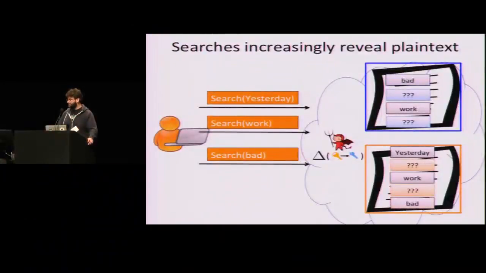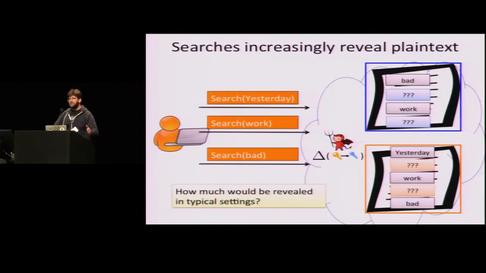So now that we understand the impact of this attack, we should probably come back and say how the contents of the documents can be compromised. When the orange user makes a search that the adversary knows, the functionality of the search scheme allows the adversary to tell whether that keyword exists in a document. So as the user makes more queries, more contents of the document are going to be revealed. So an important question here is, in typical application settings, how much of the document contents would be revealed?